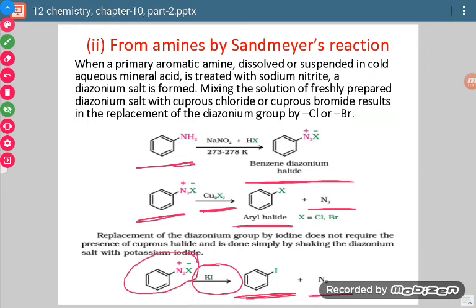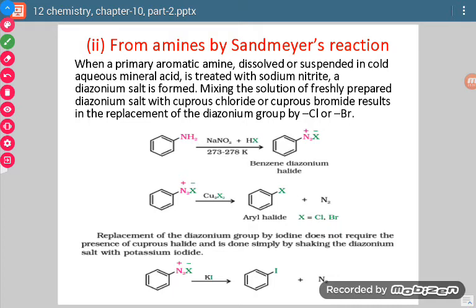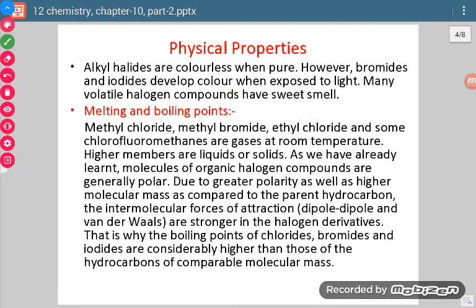Because this potassium iodide has a larger reactivity value, it is easier. Now let us discuss the physical properties of these compounds.